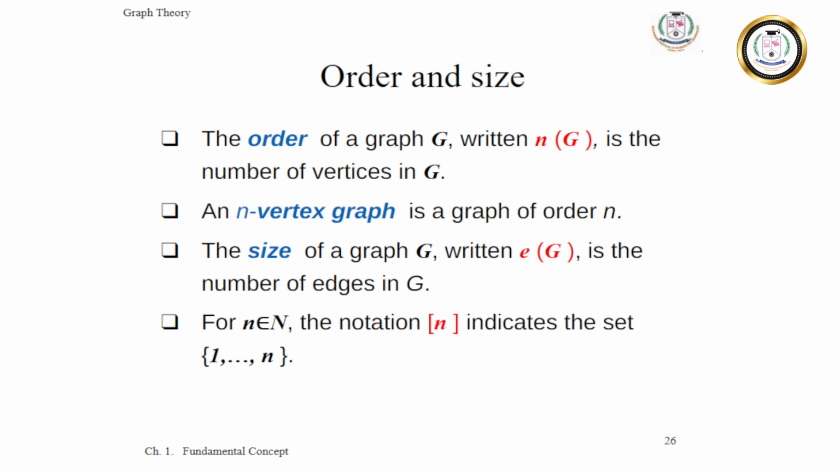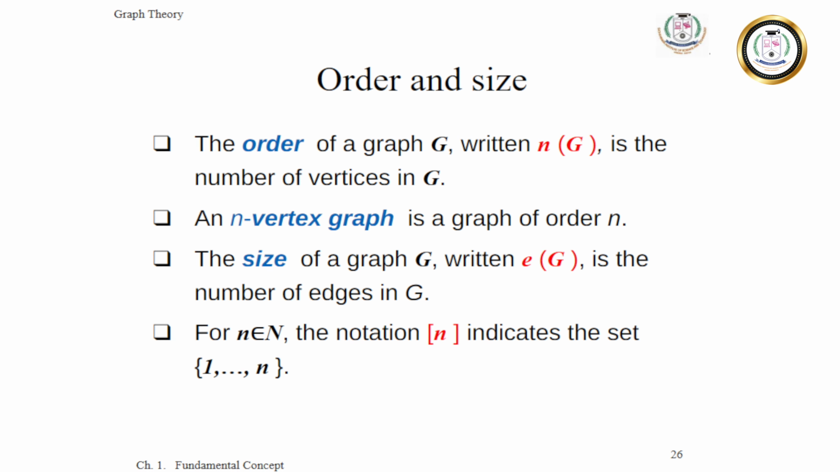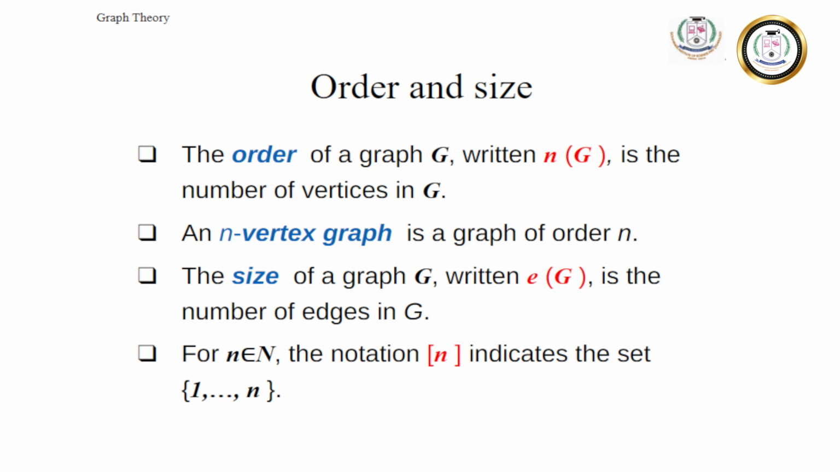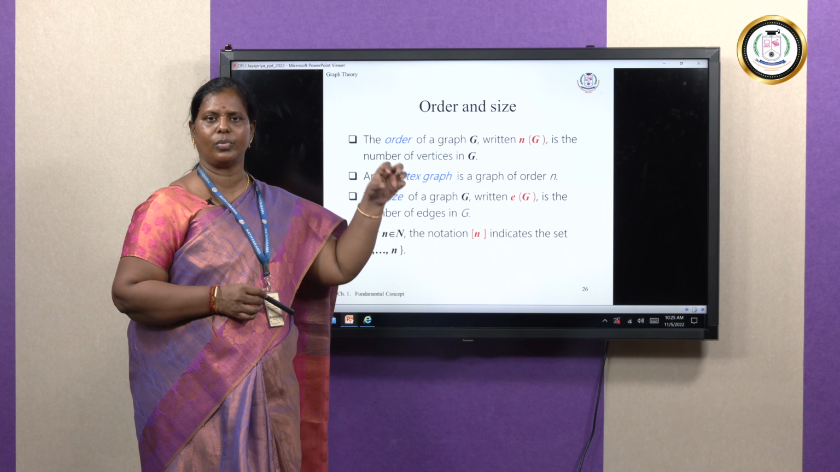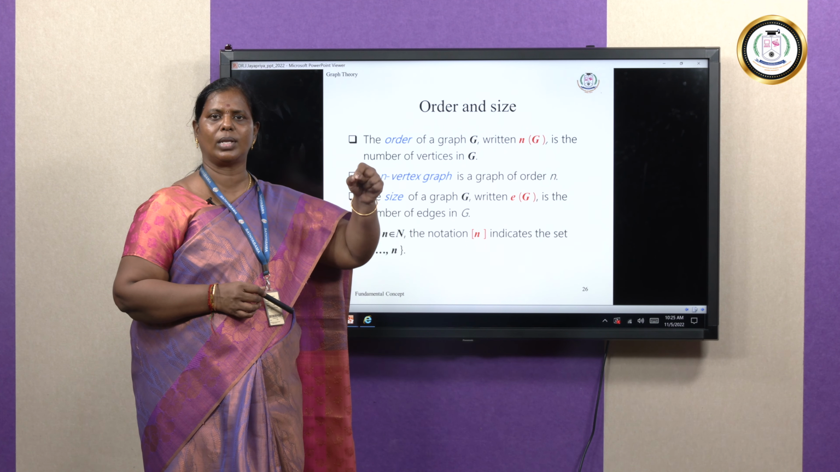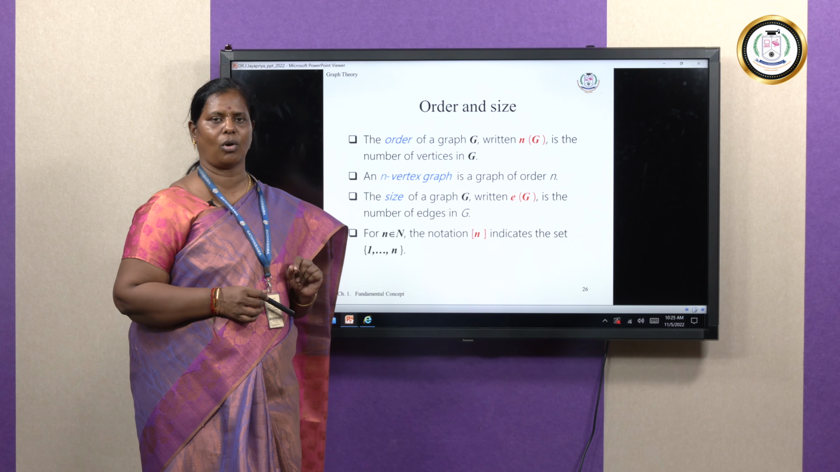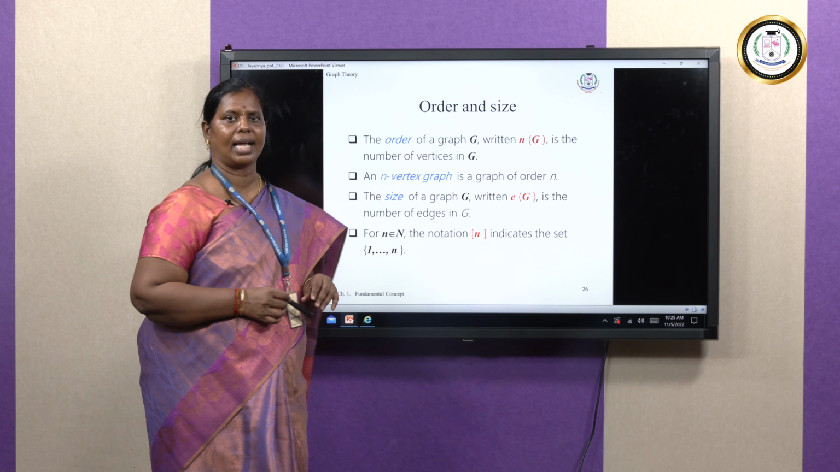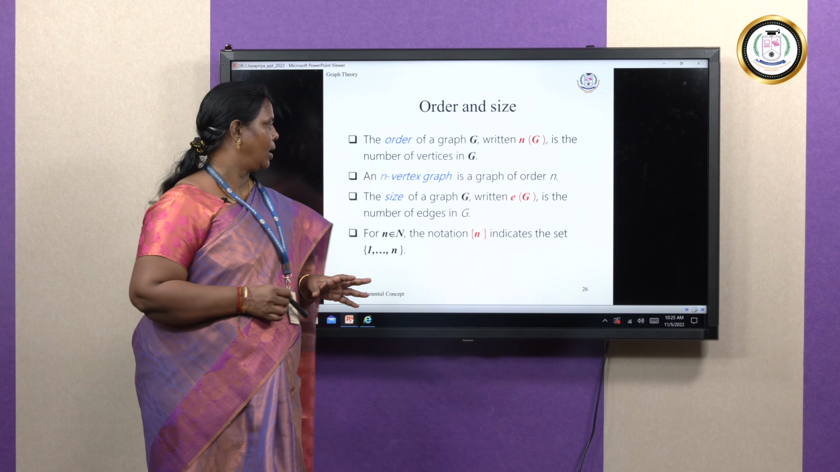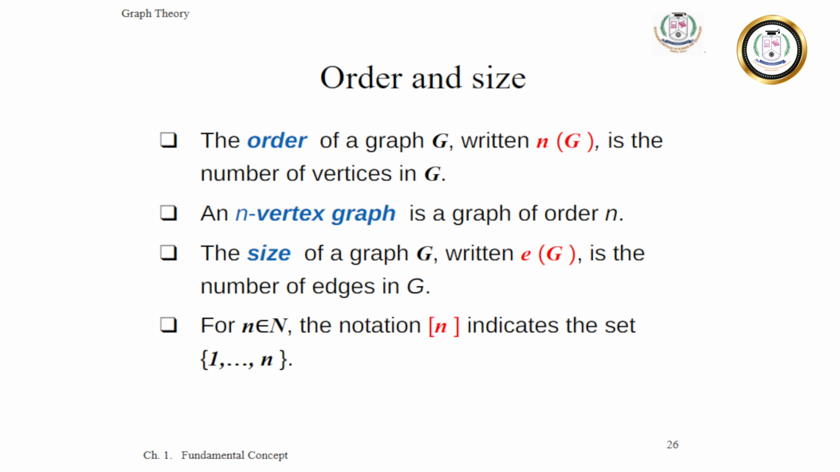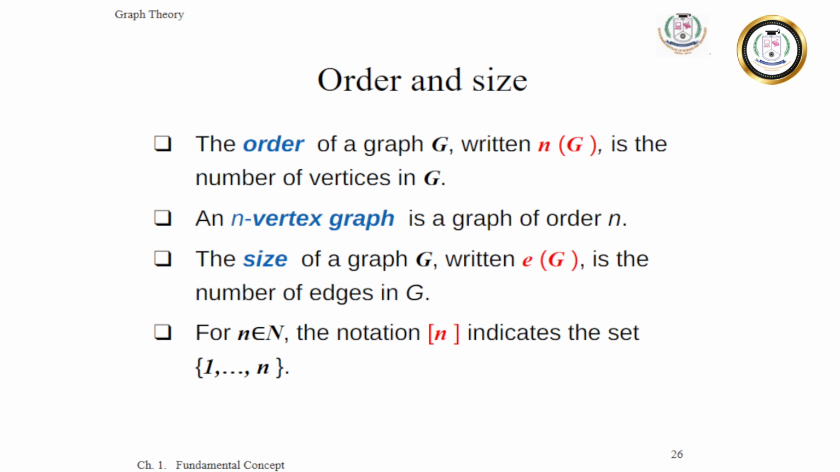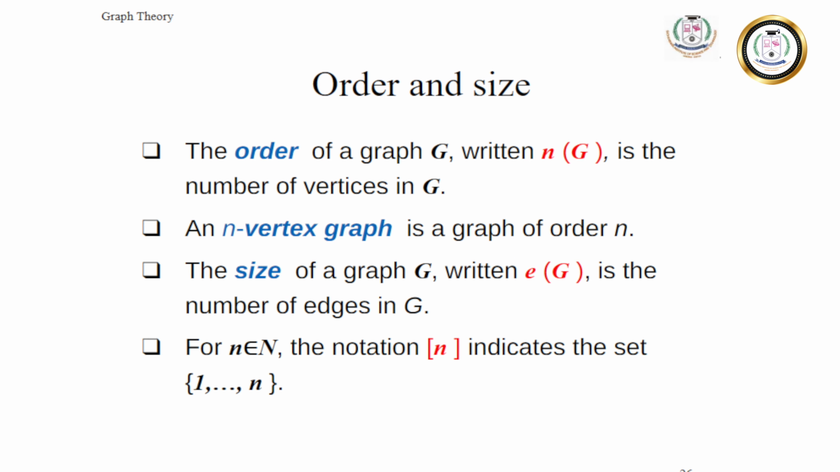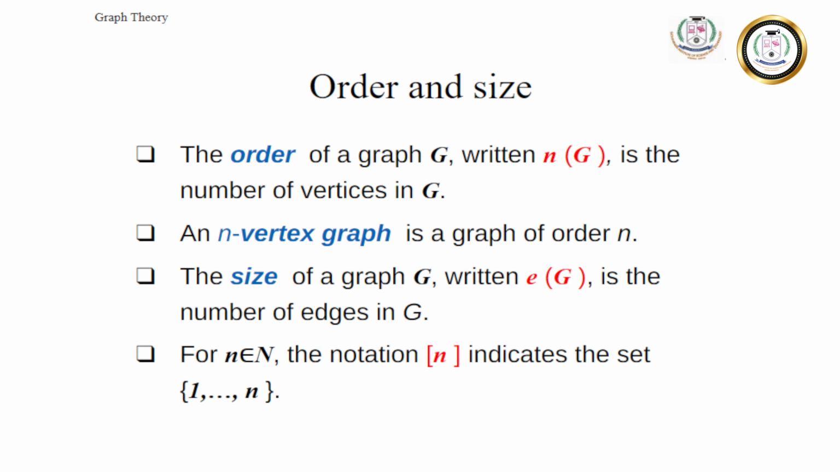And here we can look into what an order is. The order of the graph is written as n(G), the number of vertices in G. So, whenever in a graph we look into the number of vertices, we talk about the order. An n-vertex graph is a graph of order n. And the size of a graph is the number of edges. So, order means the number of vertices, and size means the number of edges of the given graph. It is denoted by this notation.